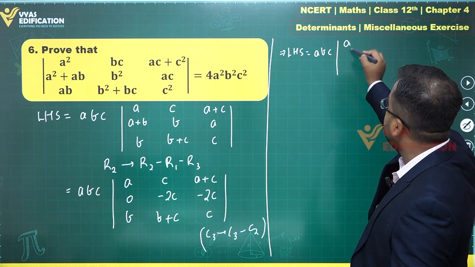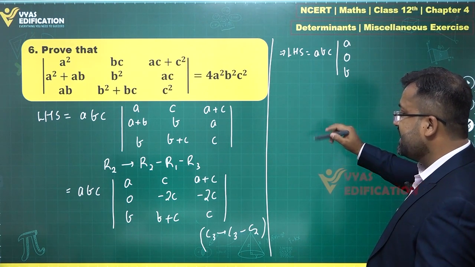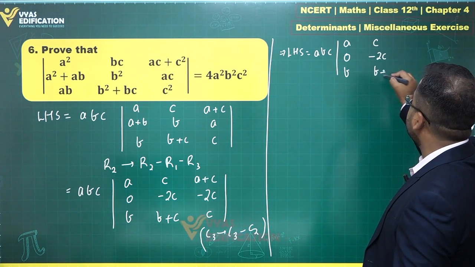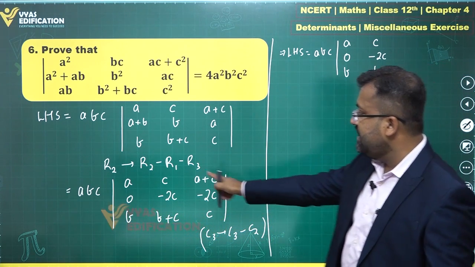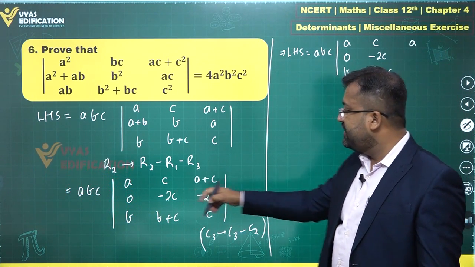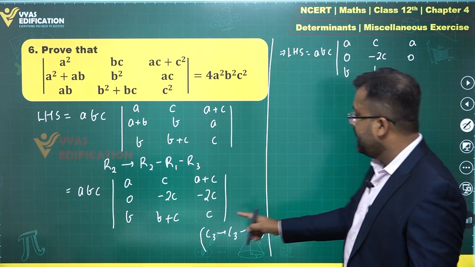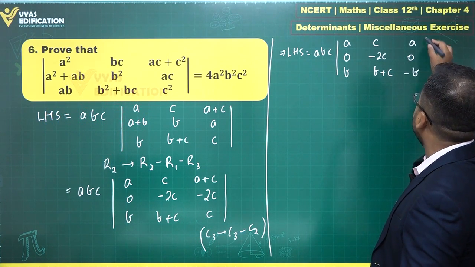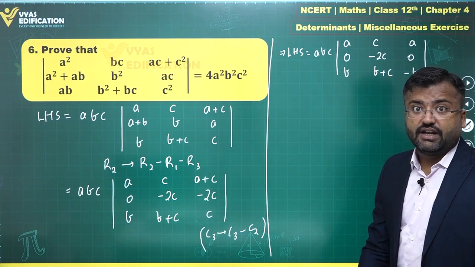The first column A, 0, B will remain as it is. C2 will also remain as it is. Then C minus 2C and B plus C. This column A plus C minus C will remain. This is A. Minus 2c, they will get cancelled. This is 0. A minus B minus C, what will that be? Minus B will remain. This is what I am getting at the end, right?